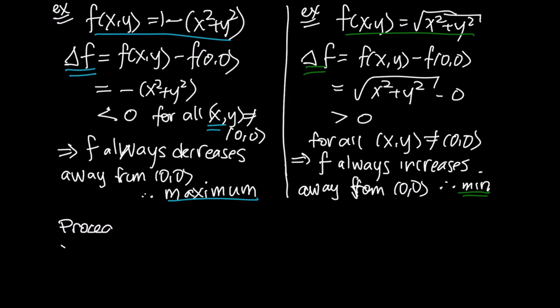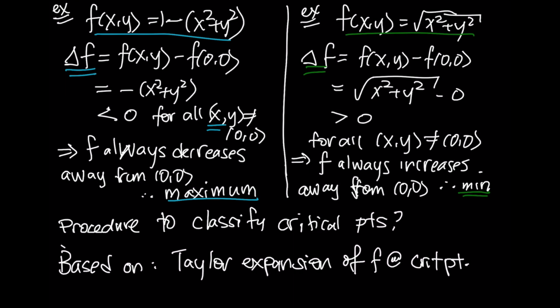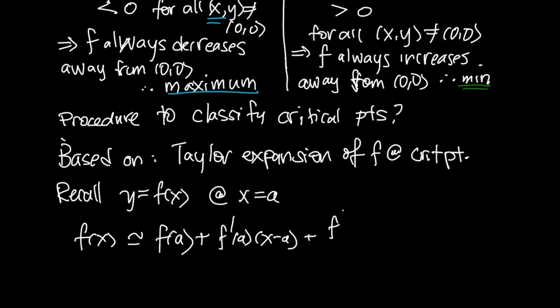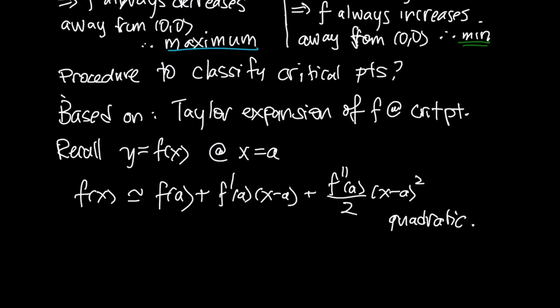Unfortunately, other functions in general aren't this straightforward to analyze. So what we need is a procedure by which we can classify critical points. This procedure is going to be based on Taylor expansions of a function. The Taylor expansion at a point would be approximately the value of the function at a, its first derivative at a times x minus a, and then its second derivative at a divided by 2 times x minus a squared. If we cut off the expansion at this point, this is a quadratic approximation of the function.